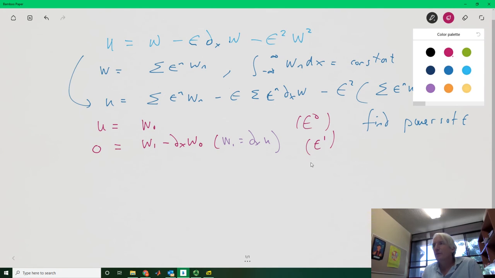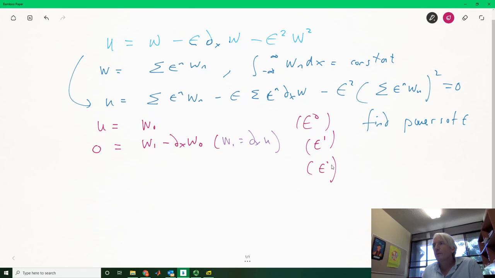And then we go to the epsilon to the power of 2. So we're going to get 0 equals, always get w2. And then this one here is going to be easy as well. It's going to be minus the x derivative of w1. And then we finally get an epsilon squared, and we get epsilon squared times epsilon to the power of 0 times w to the power of 0. The only place it appears there is minus w0 squared. This thing here is maybe the trickiest one to expand.